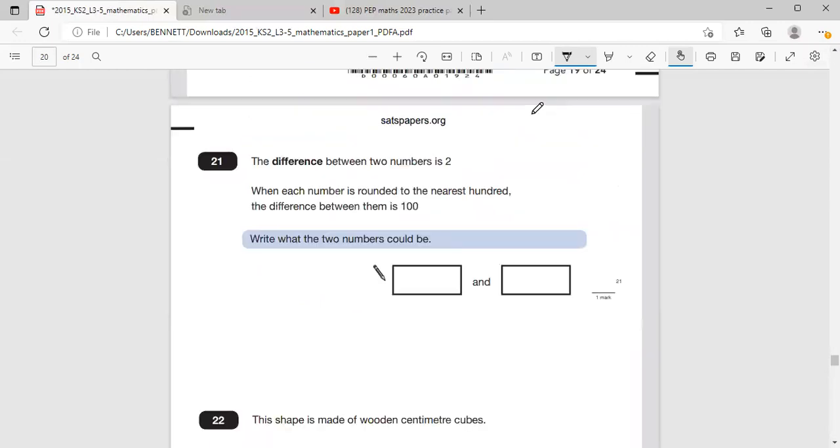The difference between two numbers is 2. When each number is rounded to the nearest hundred, the difference between them is... Alright, so x, let me call the first one, x minus y equal 2. And then they say when each number is rounded to the nearest hundred, the difference between them is 100.